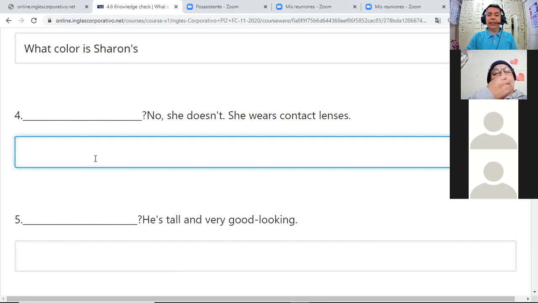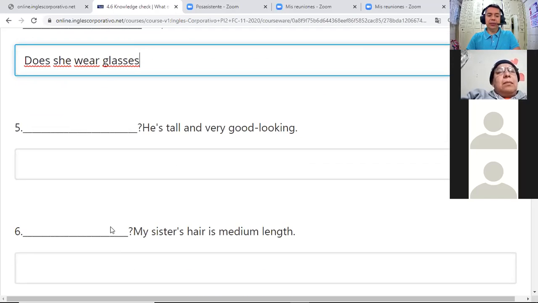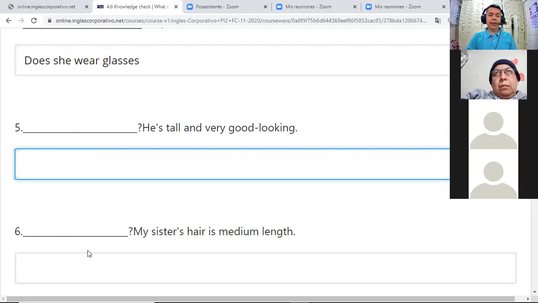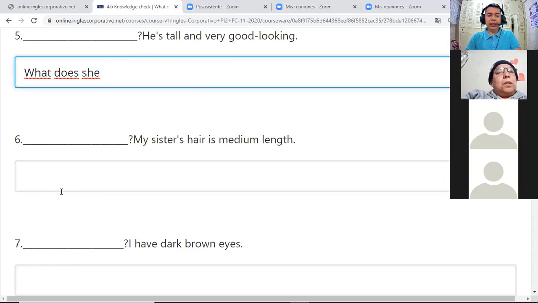Number four is a yes/no question, and the yes/no question starts with the auxiliary, right? Does she wear glasses? No question mark, right? Number five is very easy, but I will give you the introduction. What does she, right? And then you make the rest. Number six. What does he?